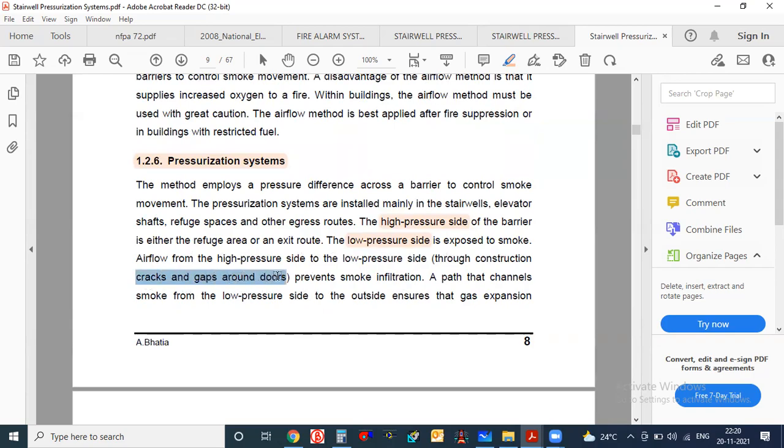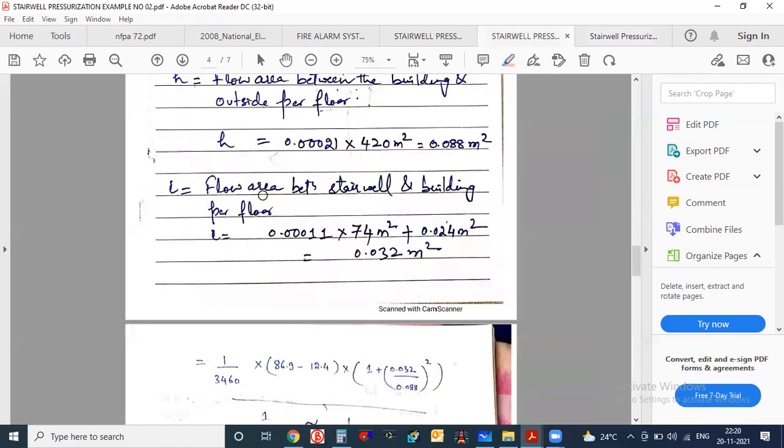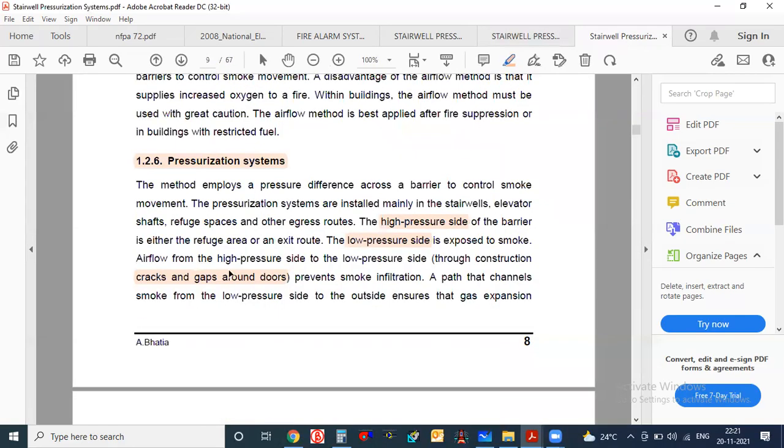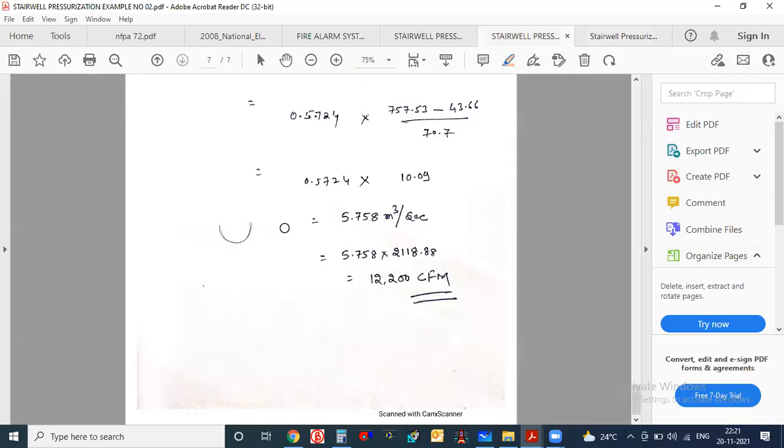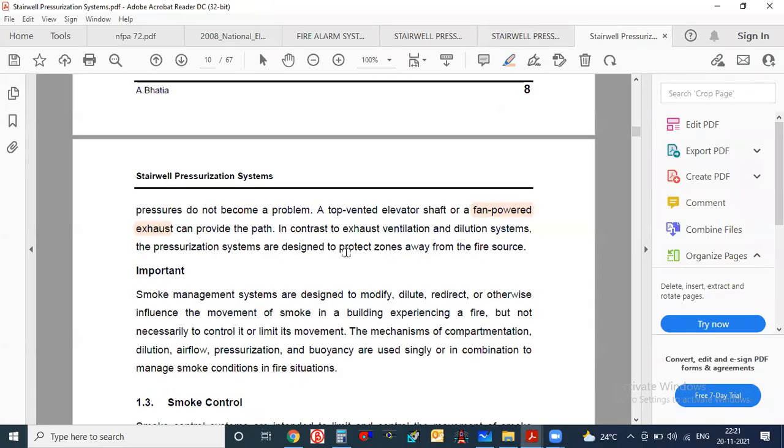Now this point, you see cracks and gaps, the same calculation has been done here. Cracks and gaps, whatever is written here, prevent smoke infiltration. A path that channels smoke from the low pressure side to the outside ensures that gas expansion pressures do not become a problem. A top vented elevator shaft or a fan powered exhaust can do this. So we will focus on the fan powered exhaust system. One fan will be installed on the terrace, so that it will be sucking all the smoke. Like here they have calculated a 12,000 CFM value, 12,200 CFM value. In contrast to exhaust and dilution, the pressurization systems are designed to protect zones away from the fire source.